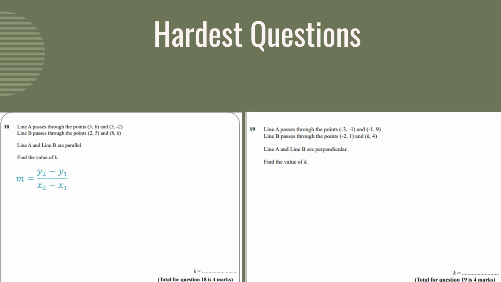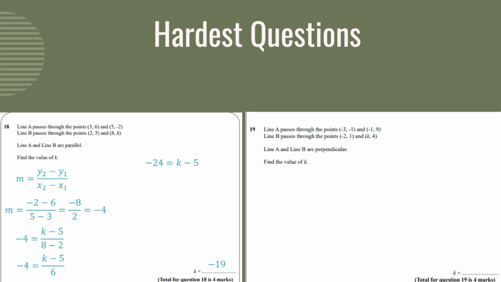So, our gradient is y2 minus y1 over x2 minus x1, meaning minus 2 minus 6 over 5 minus 3 gets us negative 8 over 2, which is minus 4. So, minus 4 is equal to k minus 5 over 8 minus 2. Minus 4 equals k minus 5 over 6. Times up by 6, so we get minus 24 equals k minus 5, meaning k equals minus 19.